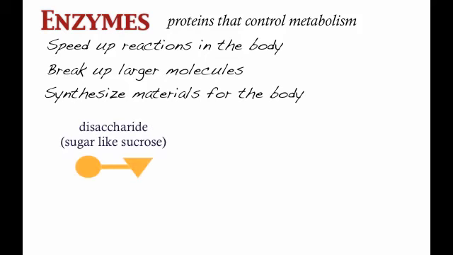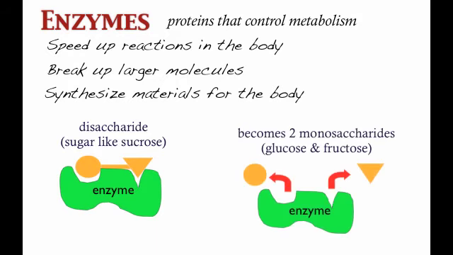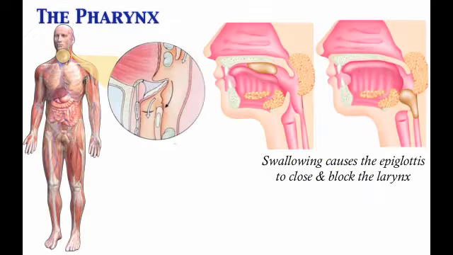For example, if you had a sugar like sucrose, sucrose is a disaccharide, which is a double sugar. The enzyme has a specific shape for a specific molecule, so this enzyme is designed to break up sucrose. Its name is sucrase, and it joins up with the molecule, the disaccharide, and breaks off the bond to make two simple sugars, glucose and fructose. Glucose and fructose are types of monosaccharides.